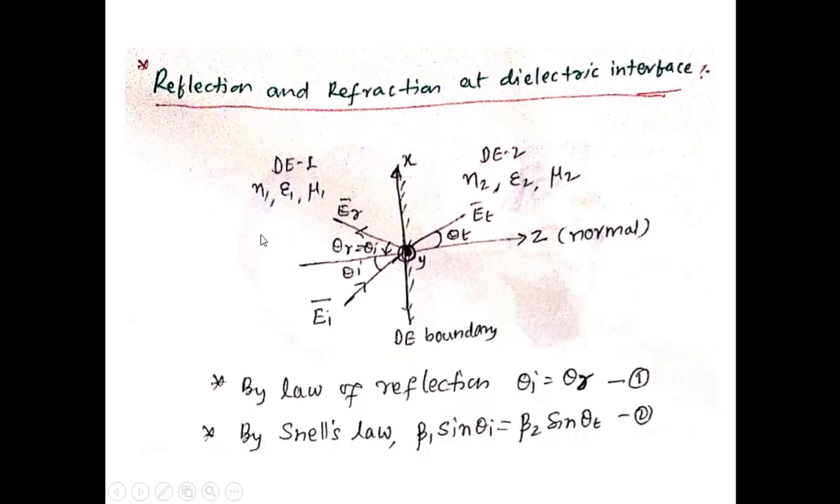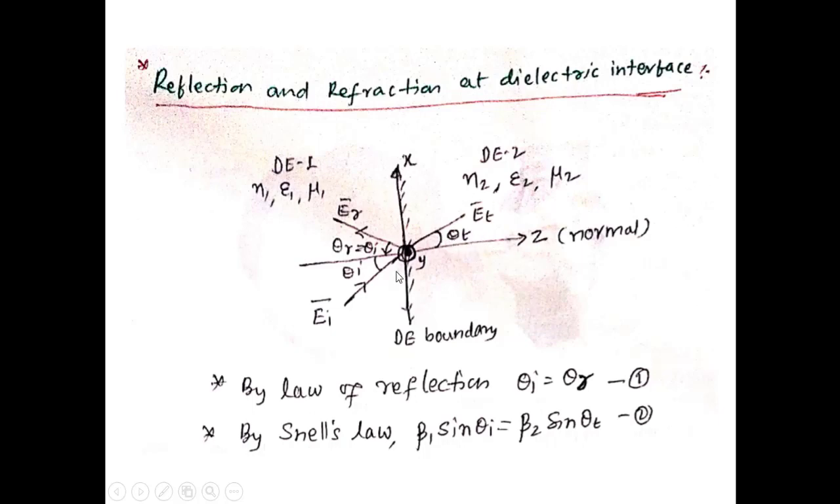with intrinsic impedance eta 1, permittivity epsilon 1 and permeability mu 1 on one side, and the other dielectric 2 with intrinsic impedance eta 2, permittivity epsilon 2 and permeability mu 2. Let us consider the incident ray makes an angle of theta to the normal and it will get reflected, making an angle of theta r equal to theta i, and it is refracted to the other medium, making angle of theta t with the normal.